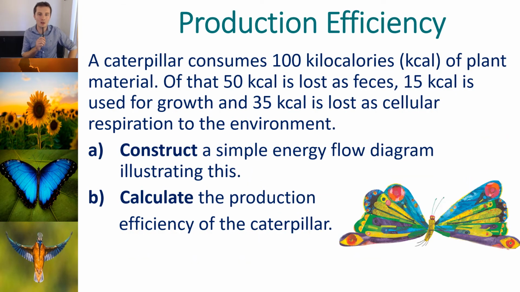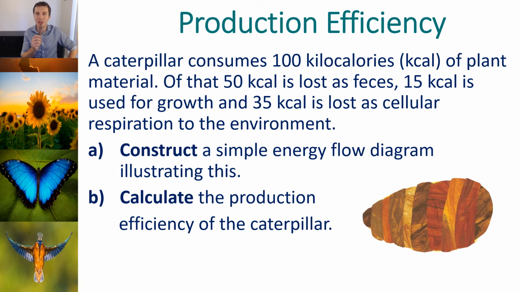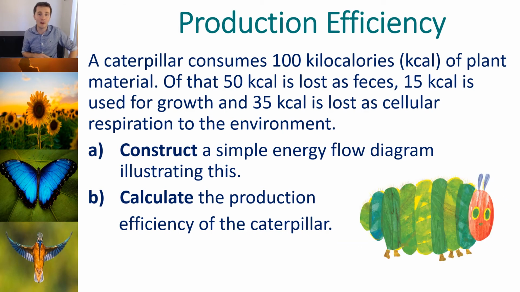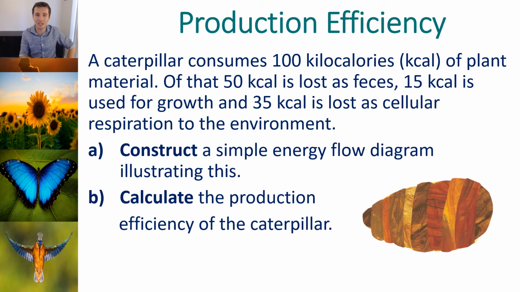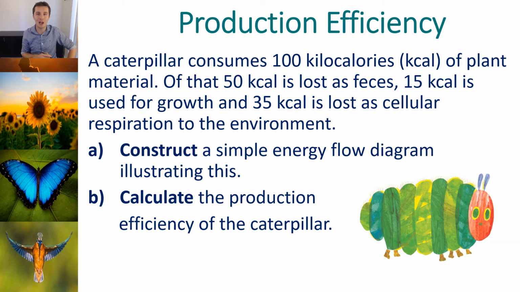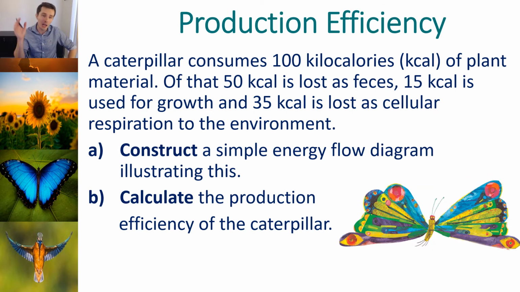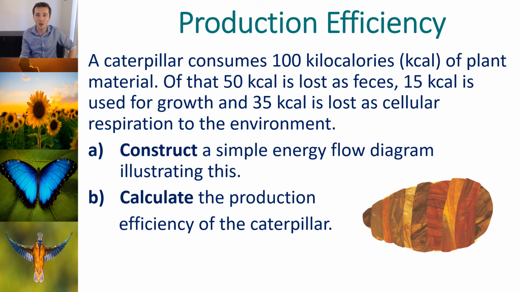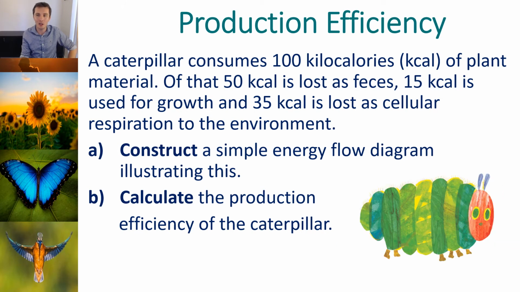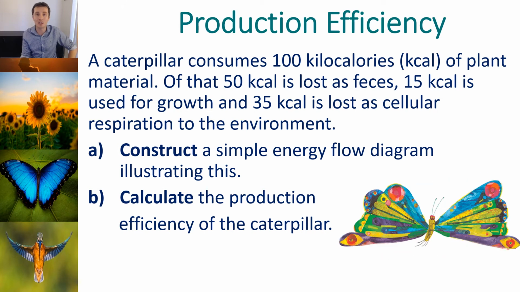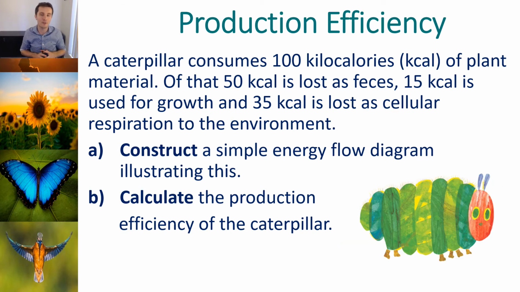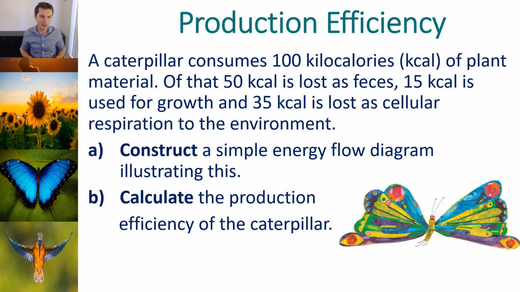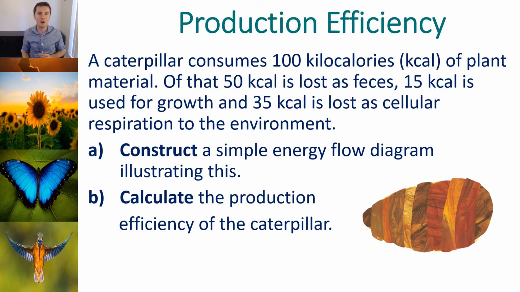All right, let's have a go doing this one. A caterpillar consumes 100 kilocalories of plant material. Of that, 50 kilocalories is lost as feces, 15 kilocalories is used for growth, and 35 kilocalories is used for cellular respiration to the environment. Have a go, construct a simple energy flow diagram like the ones we saw before. Represent the amount coming in, show how much is used for growth, show how much is used for respiration, and how much is lost as feces. And I want you to calculate the production efficiency of the caterpillar, okay?